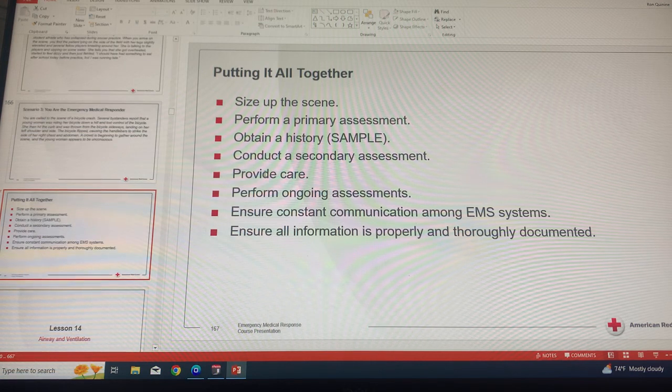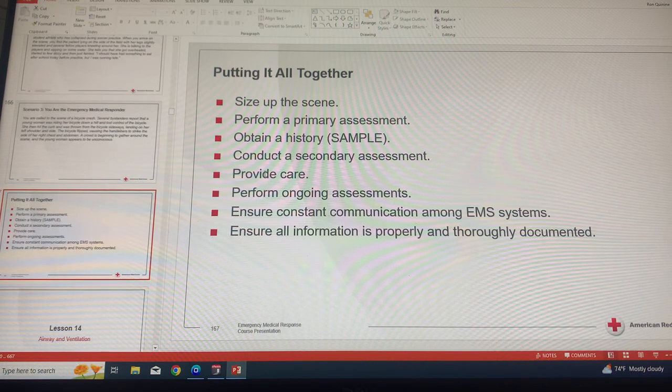And we're going to do a secondary assessment. A secondary assessment is to locate and further assess the signs and symptoms of an injury or illness. That consists of a physical exam, head to toe, evaluating someone from head to toe.